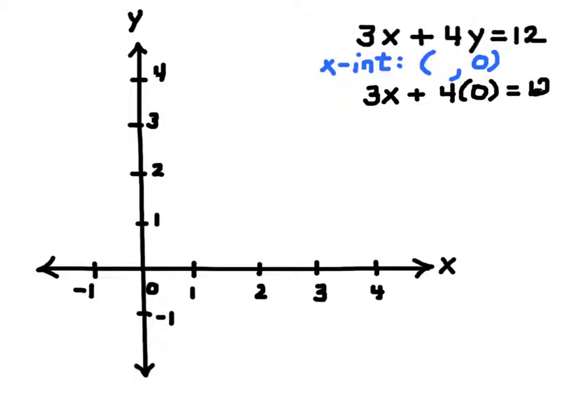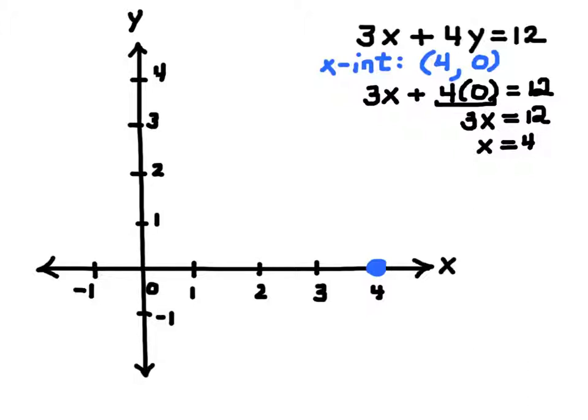Let's find the corresponding x value. Well, 4 times 0 is 0, so it basically goes away, and we end up with 3x equals 12. Now, to balance this in solving for x, we'll multiply both sides by 1/3, and we'll get x equals 4. So this means that x is equal to 4 when y is equal to 0, and let's go put that point in. And here is the point, x is 4, y is 0.